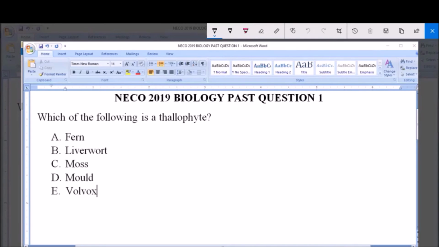I will be answering NECO 2019 Biology Past Question 1. Which of the following is a thallophyte? A. Fern, B. Liverwort, C. Moss, D. Mold, and E. Volvox. Now, thallophyte is a division.